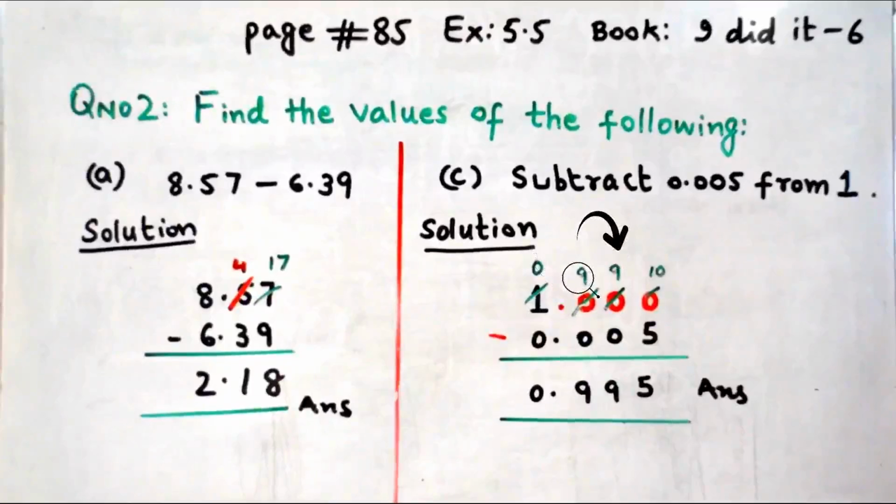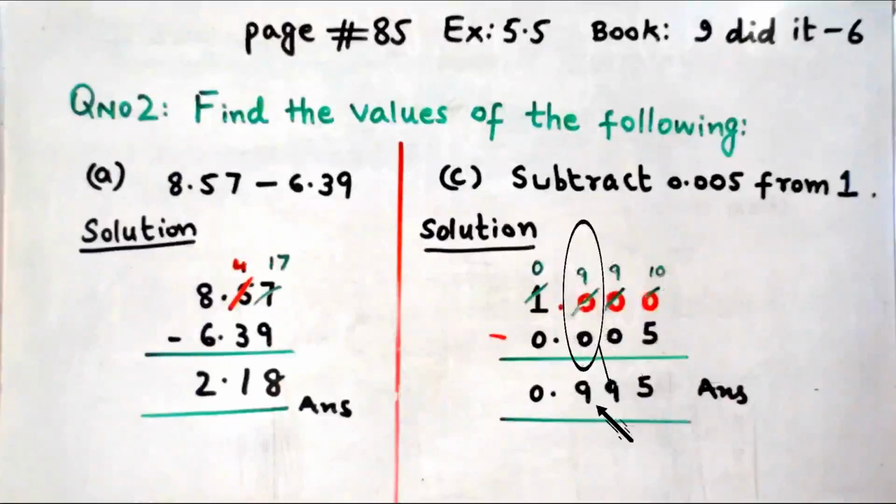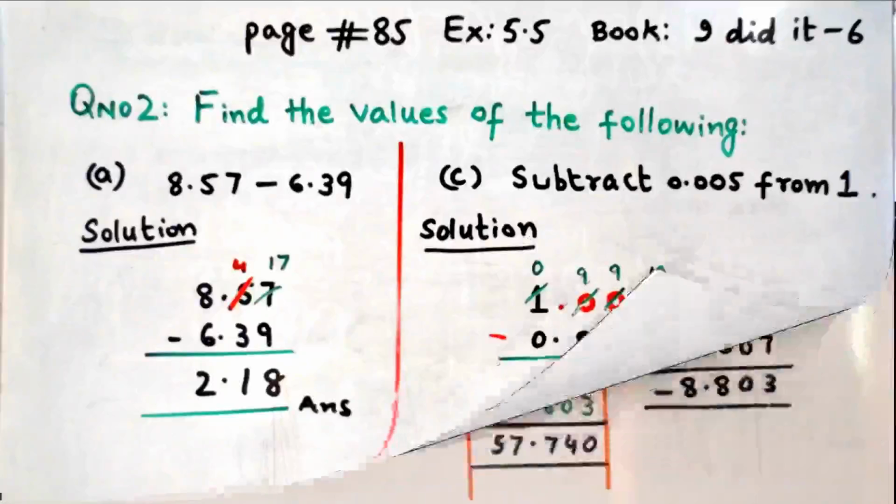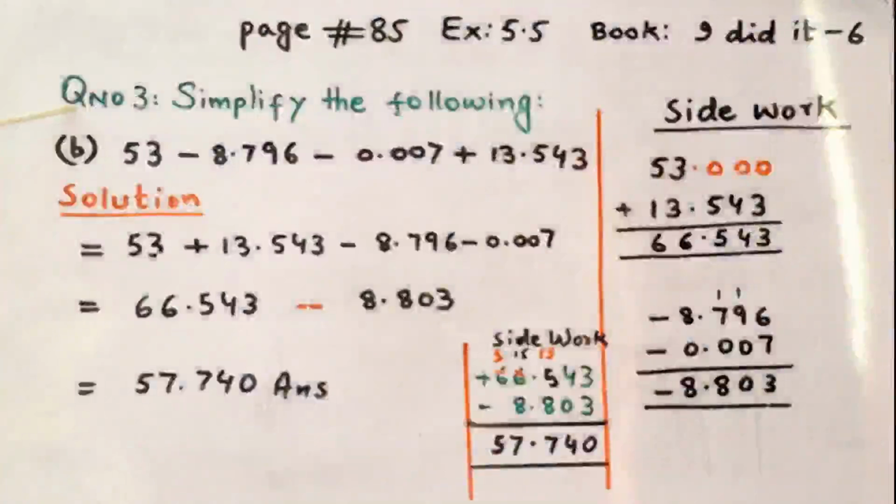Shift 1 here. 10 is here. Again take 1 carry. Now 9 is left and here is 10. 10 minus 5. 5 is left. 9 minus 0, 9. 9 minus 0, 9. Put decimal. 0 minus 0, 0. 0.995 is the answer. Students, now look at question number 3.